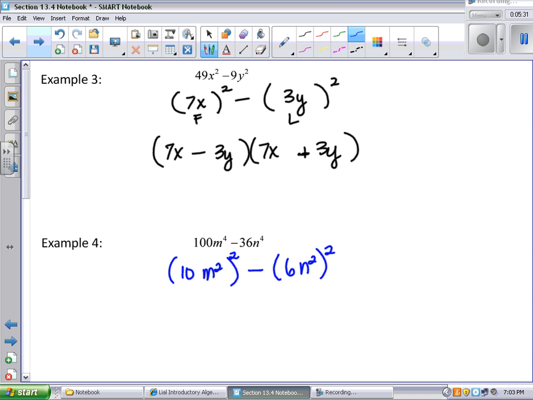So I do have a difference of 2 squares. The first one is 10m squared. So when I do my plus and minus in my parentheses, I do 10m squared first.